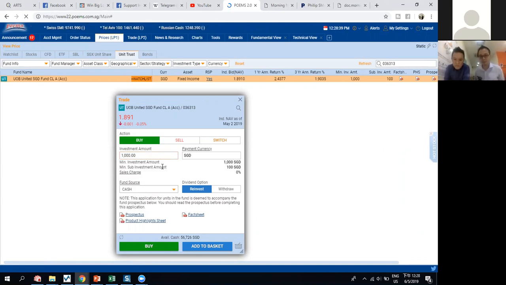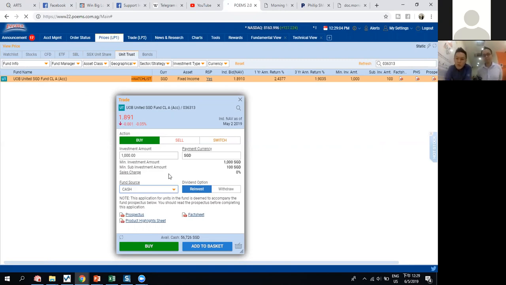Okay, it will be fully invested without any sales charge. So similar to shares, you just key in the amount you want to invest and then press buy, and they'll ask you for a password just to confirm. One thing to note is some unit trusts have reinvest or withdraw options for the dividend, so you need to choose which one you want when you're buying. And of course, the fund source.